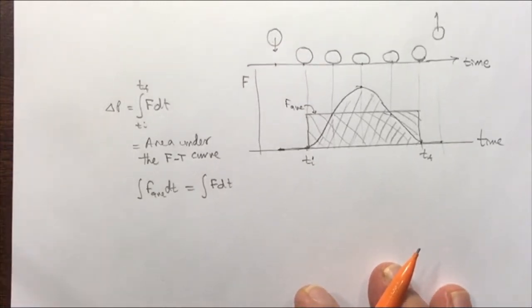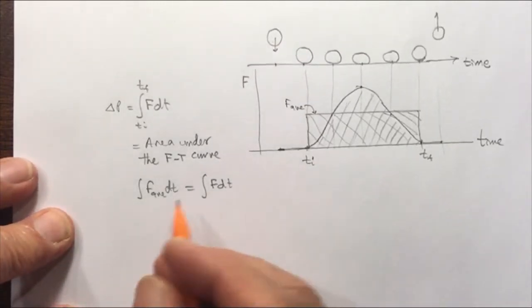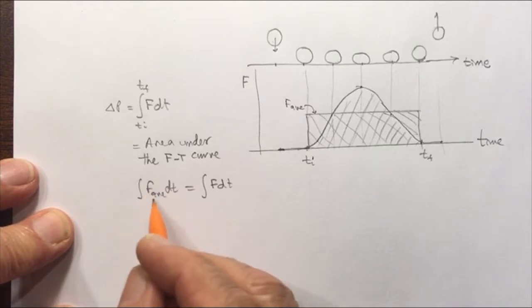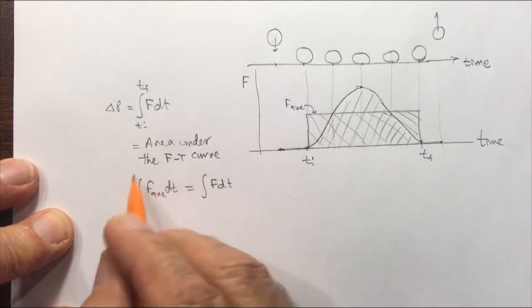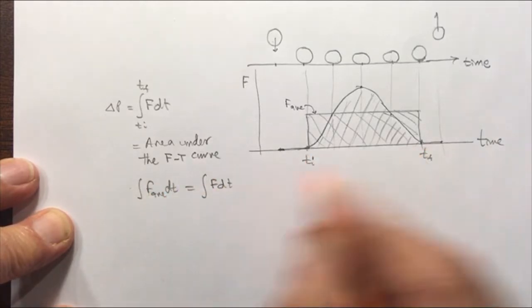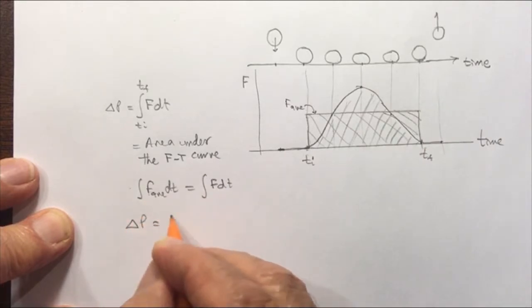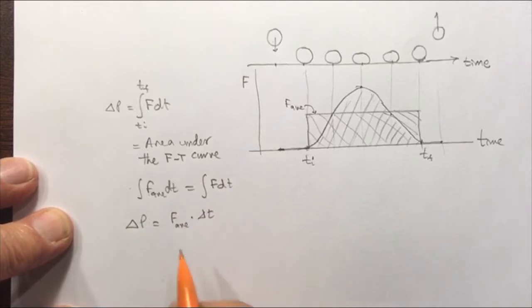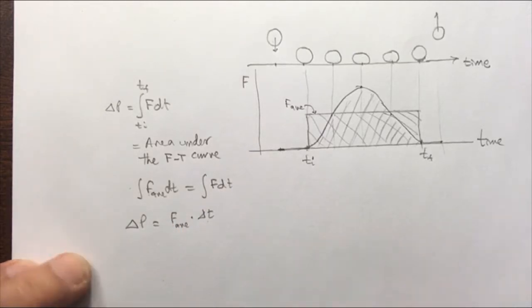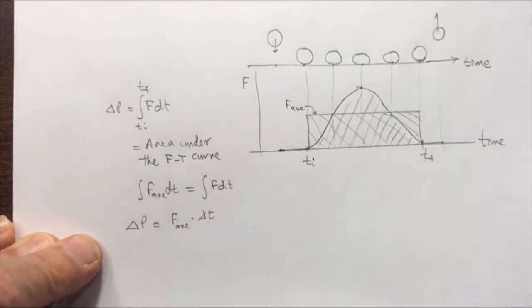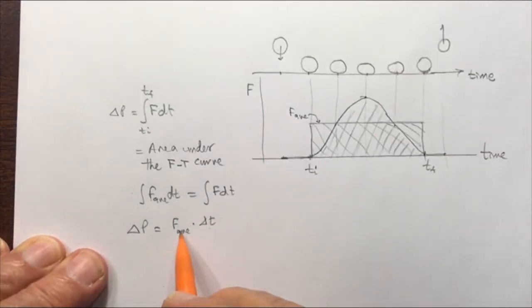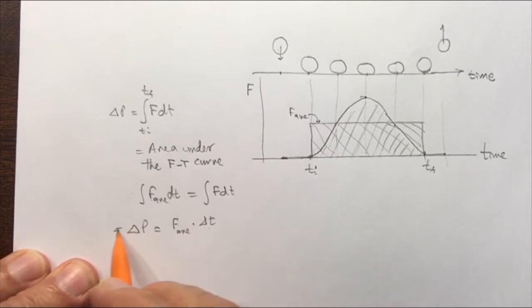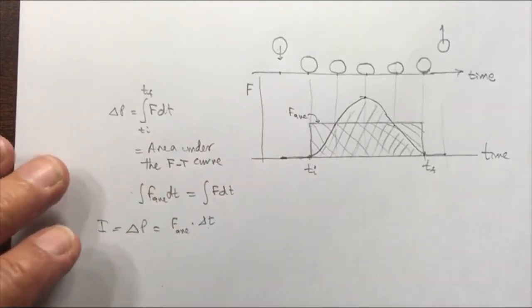And in this case, because this is constant, it can be taken out, and the integral of dt is simply the delta t, and so the delta p would be the F average delta t. And now if we know delta t, we can calculate the F average. So we use this equation, and that's the impulse. So we use this to find the F average through an example.